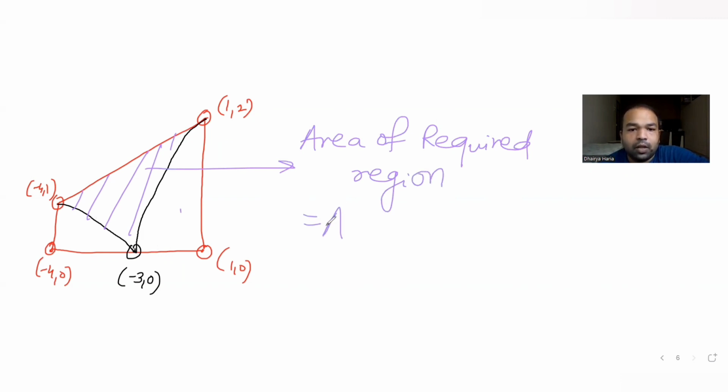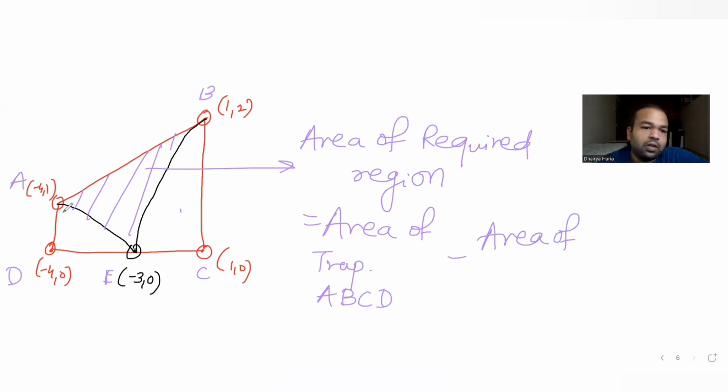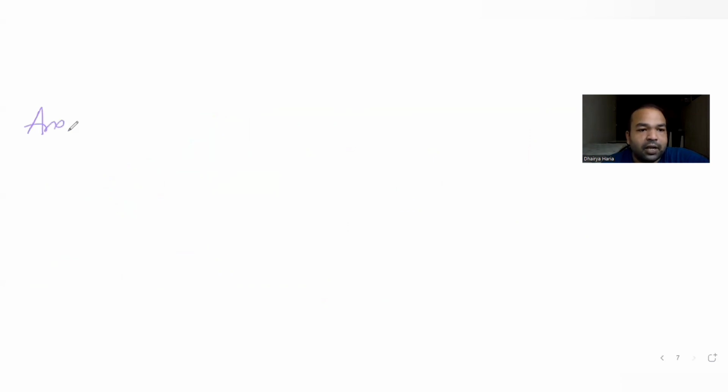That is nothing but area of trapezium. Let's name the points. Let's say A, B, C, D, and so you get area of trapezium ABCD minus area of this part, that is ADE, and area of this part, that is BEC. So let's find these areas individually and then we'll substitute to get the area of the required region here. So area of trapezium, let's find that out first.